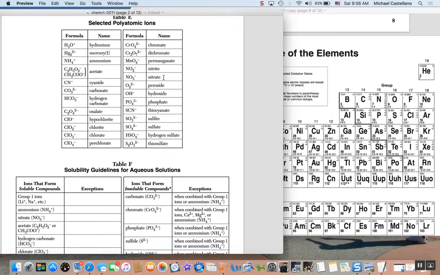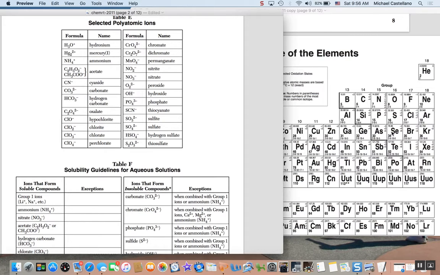If you know that NO3 is nitrate, 1 less is nitrite. PO4 is phosphate. 1 less on the oxygen is phosphite. And you can actually go down the rows in the periodic table and see how these things pertain. In group 16, for instance, starting with sulfur, SO4 is sulfate. SO3 is sulfite.